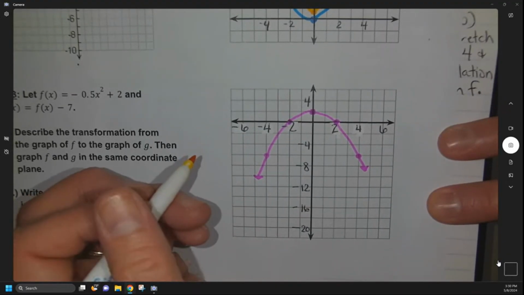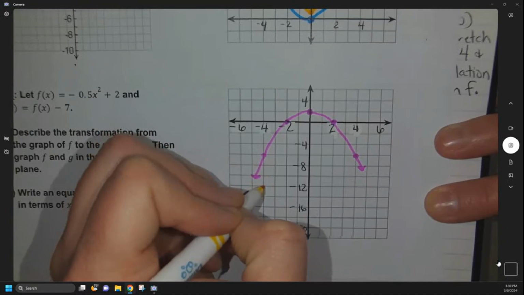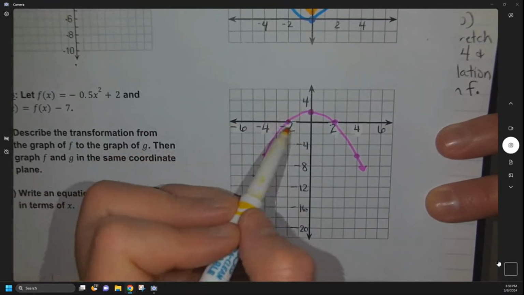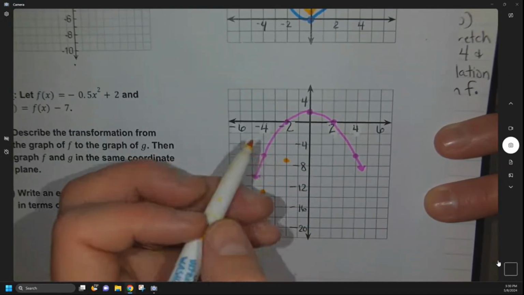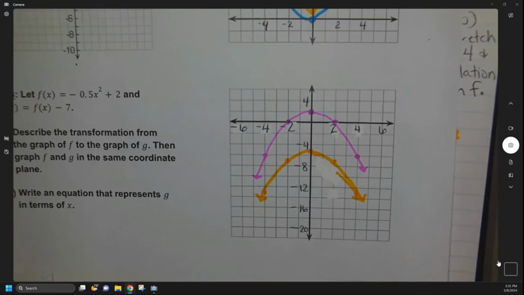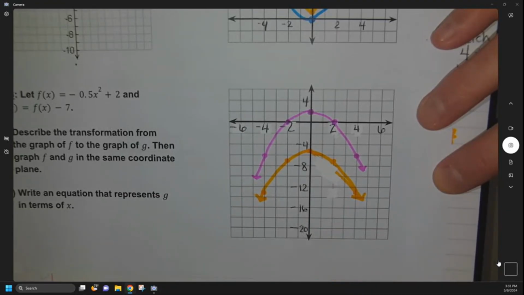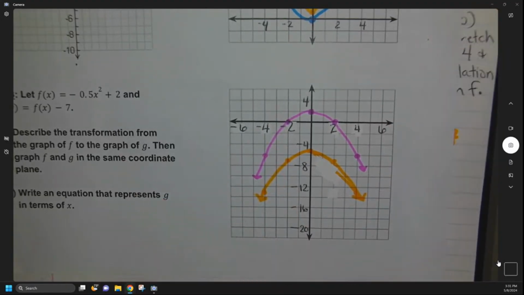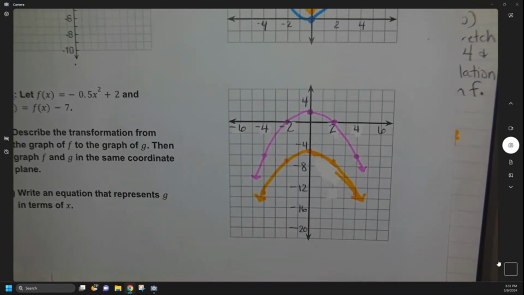For g of x, we have -4, -13. -2, -7. 0, -5. So we've got our two graphs here. And we are noticing that you can see the shift. You can see how they're not exactly the same positioning. So we know that we have that translation, which confirms what we said in part A.